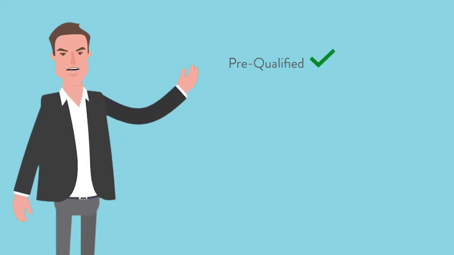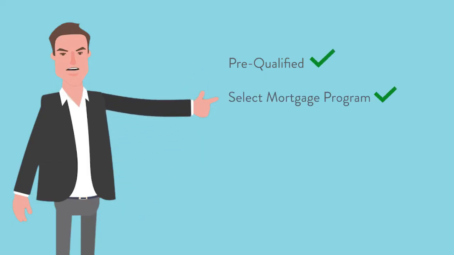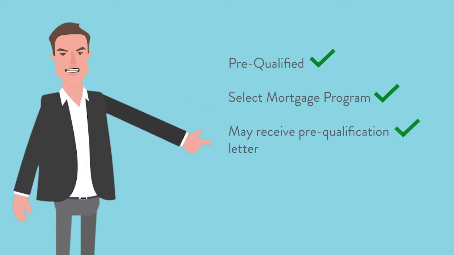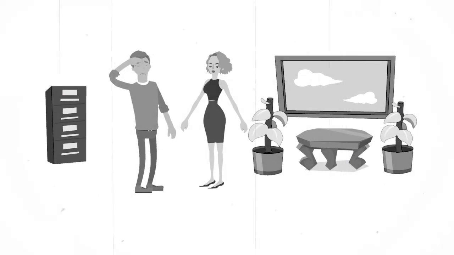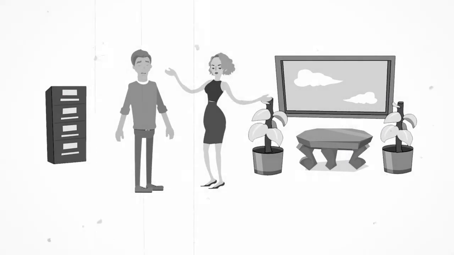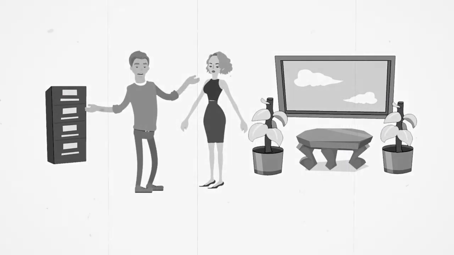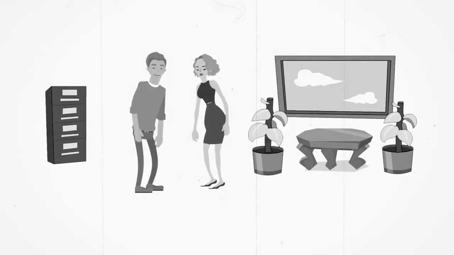After you are pre-qualified, your loan originator will help select the mortgage program best suited for you, and then explain the next steps. You may also be provided with a pre-qualification letter, which can help you in the home buying process. If you aren't pre-qualified, your originator should be able to provide some guidance and suggest resources to help you move in the right direction.